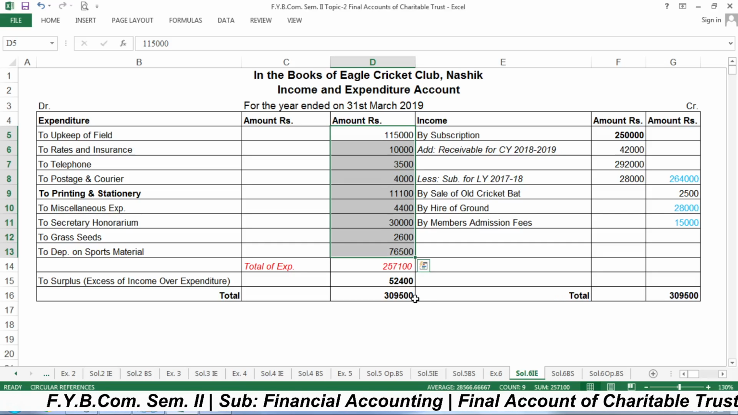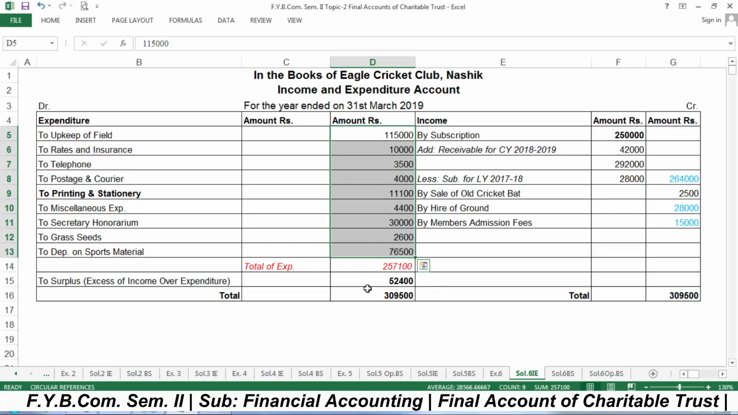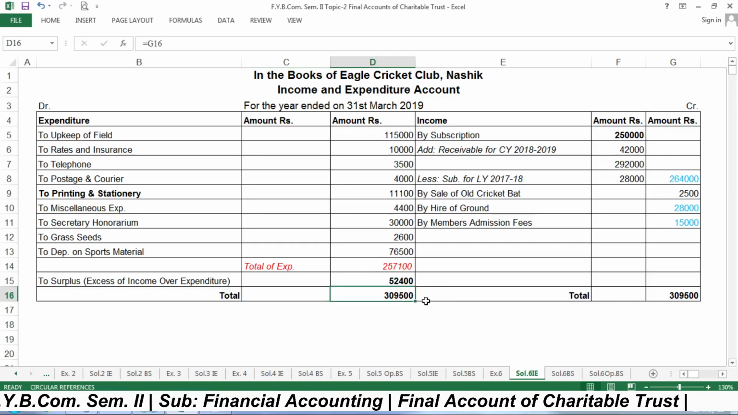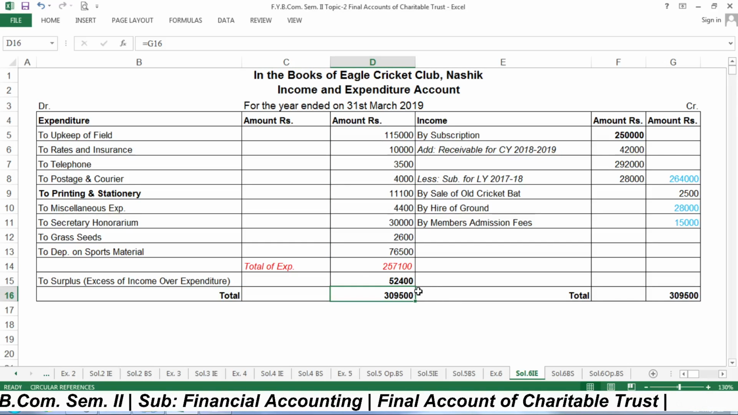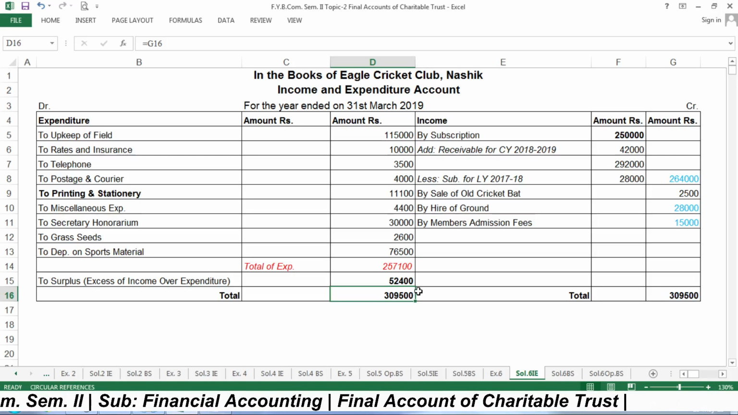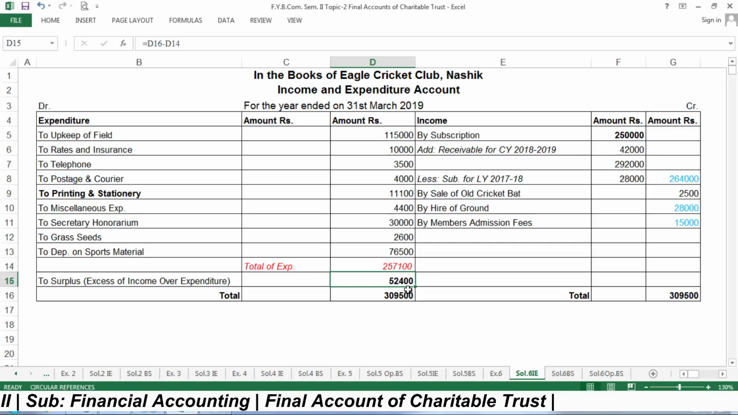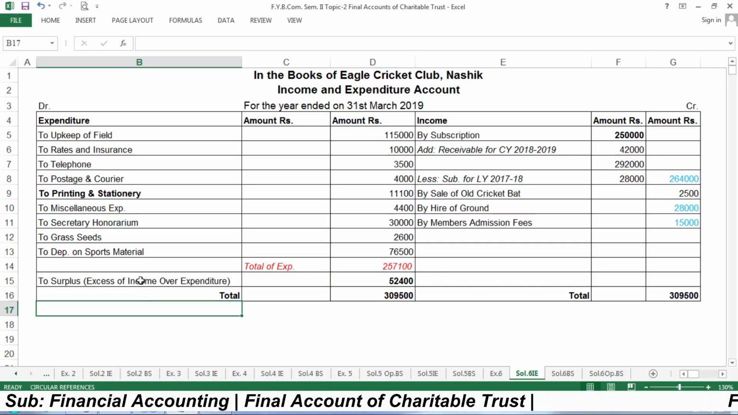We have expenses of rupees 2,57,100. Sorry, we have an income of rupees 3,09,500, and we have expenses against it of 2,57,100. It simply means that we have an excess of 52,400 as excess of income over expenditure.